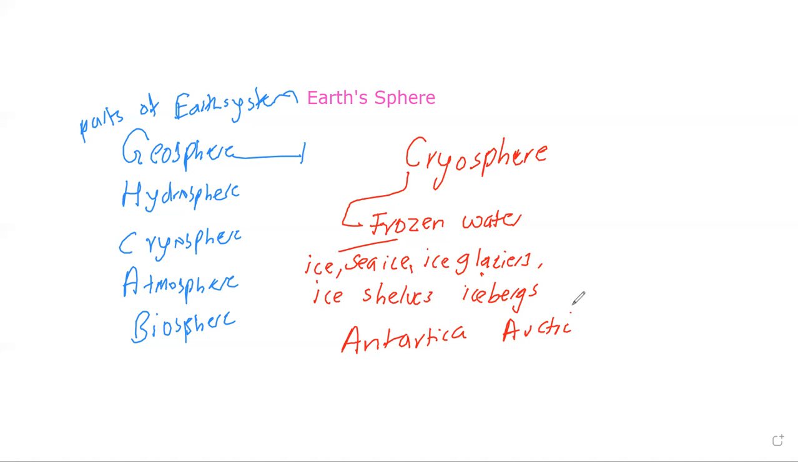Okay. So what is the difference between hydrosphere and cryosphere? In hydrosphere, we speak about only water. In cryosphere, we are speaking about ice. So, did you understand well about cryosphere? Again, you know that this is frozen water. It includes sea ice, glaciers, ice shelves, icebergs, usually found in Antarctica and the Arctic.